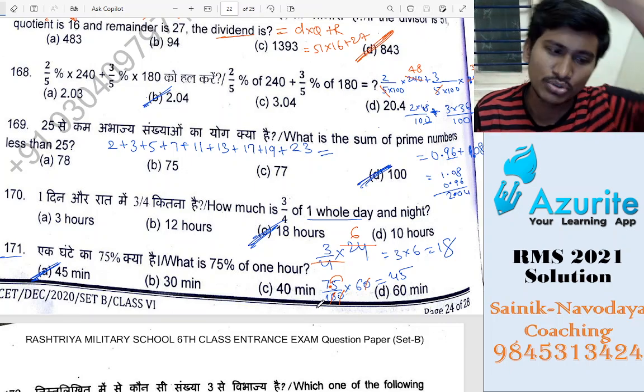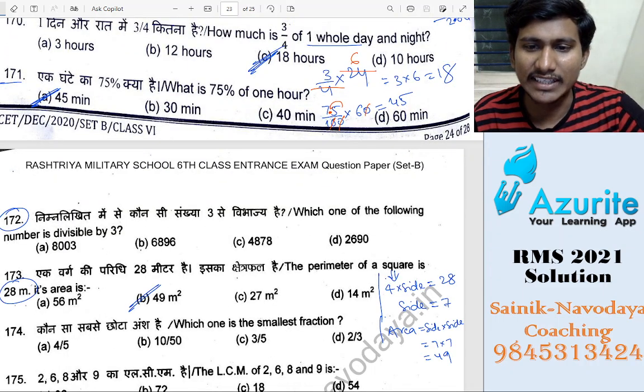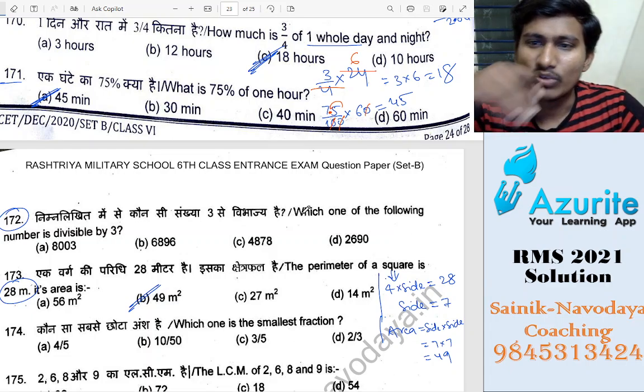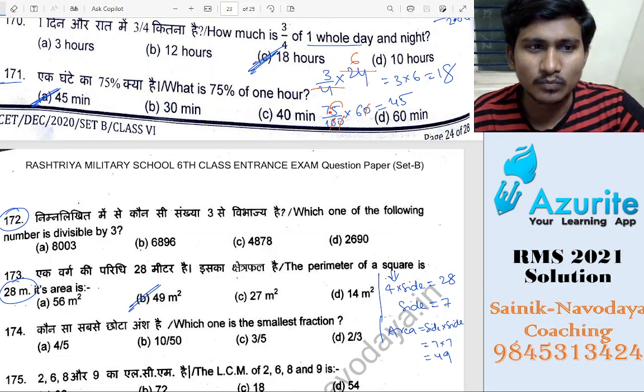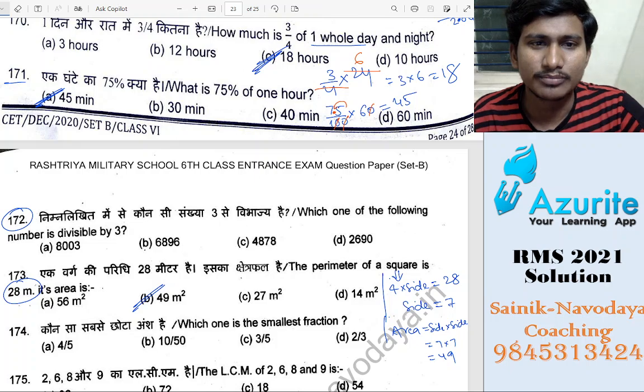Okay, now should we do the next one? Yes, sir. Let's see here. So students, next 172, right? If you see 172, it is actually easy. How do we do it?